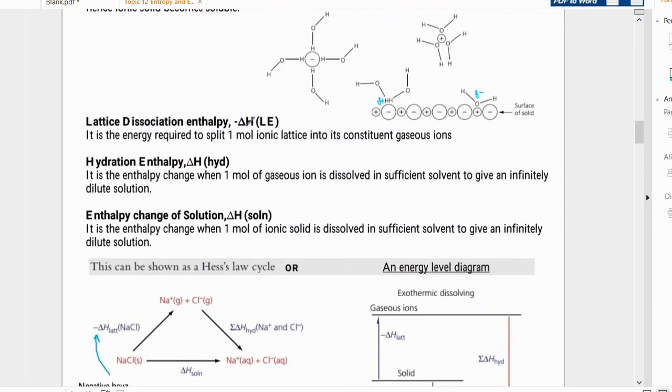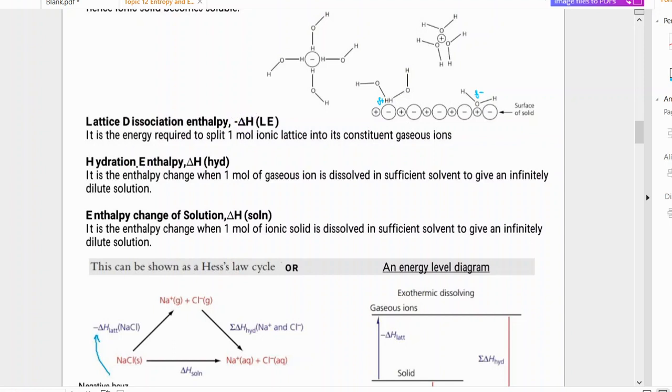Lattice dissociation enthalpy, negative. It is the energy required to split 1 mole of ionic lattice into its constituent gaseous ions. Lattice energy is the energy released when 1 mole of an ionic lattice is formed from its constituent gaseous ions. But here, the opposite: splitting 1 mole of ionic lattice into constituent gaseous ions. Therefore, because lattice dissociation enthalpy is the opposite of lattice enthalpy, that is why we give a negative sign in front.